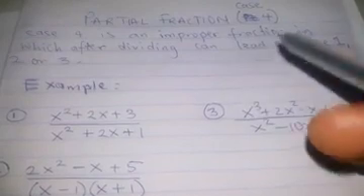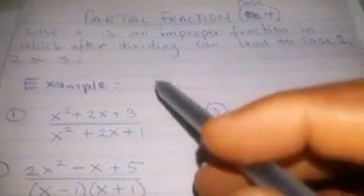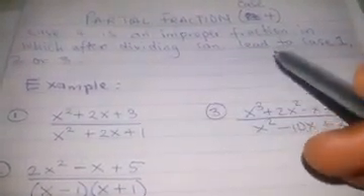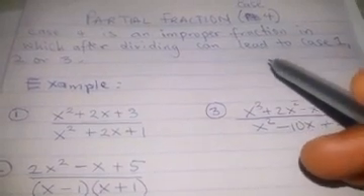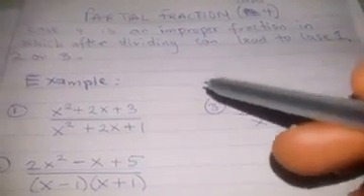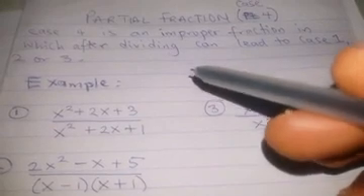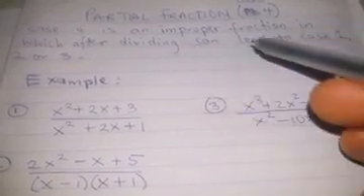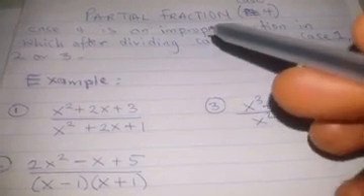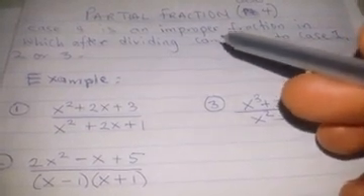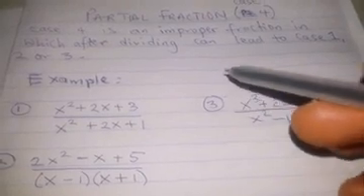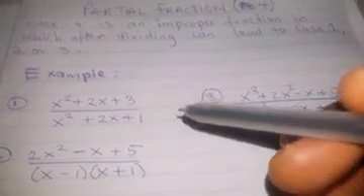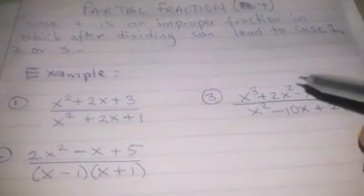Now the difference between case 4 and the other 3 cases is that case 1, 2, and 3 are all proper fractions. How do you know a proper fraction? The numerator is always less than the denominator. But in an improper fraction, the numerator is usually greater than the denominator, such that you can divide. So when there's a possibility for division, it means it is an improper fraction.